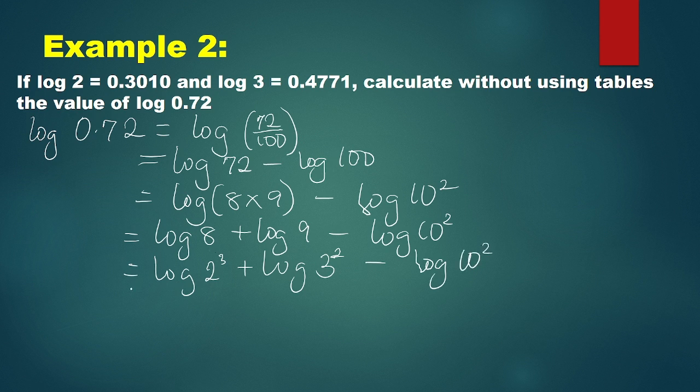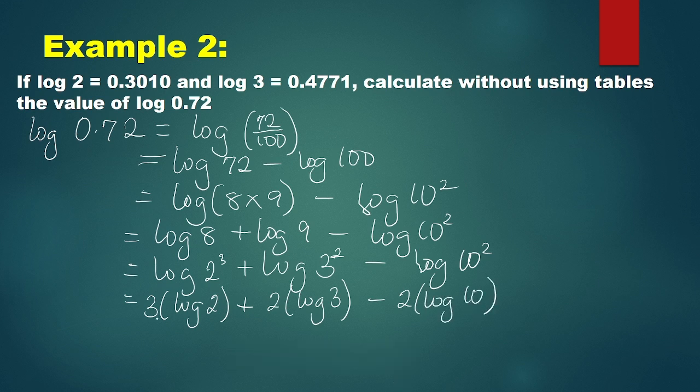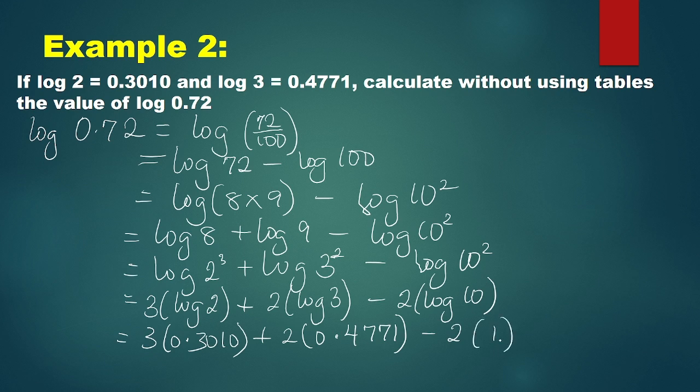I'll take all the powers to the front, so I'll end up having 3 times log 2 plus 2 times log 3 minus 2 times log 10. Now, log 2 can be substituted with 0.3010 plus log 3 can be substituted with 0.4771, then minus 2. Log 10 base 10 will simply be 1. Don't forget from our laws of logarithm.